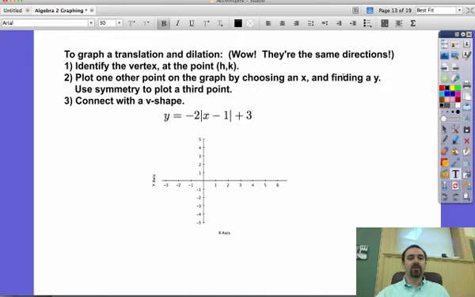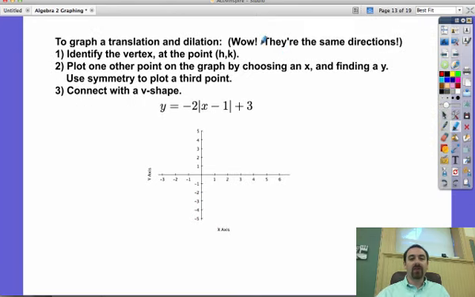Okay, and this is actually with a translation and dilation. And notice, wow, they are the same directions as we had before. So there's really no new work we have to do here. It's just going to be that the computation is a little bit more complicated. So first thing we do is identify the vertex at the point h, k, and h, k is in the same spot. Here is h, and here is k. Now notice it's x minus h plus k, so our vertex should be 1, 3, and there it is.